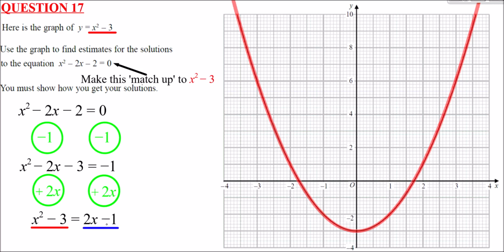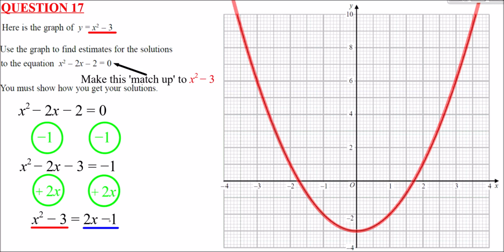The graph of x squared minus 3 has been plotted here. So what we could do is plot the graph of 2x minus 1. And where the red graph meets the graph of 2x minus 1, that will relate to the solutions of the equation which we want to solve. Because all this at the bottom is a rearrangement of what we're trying to solve. So this here is one and the same as this, just written a different way.